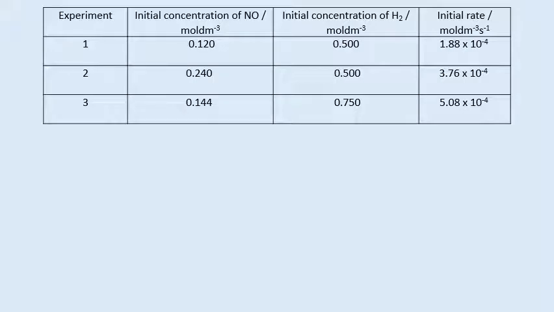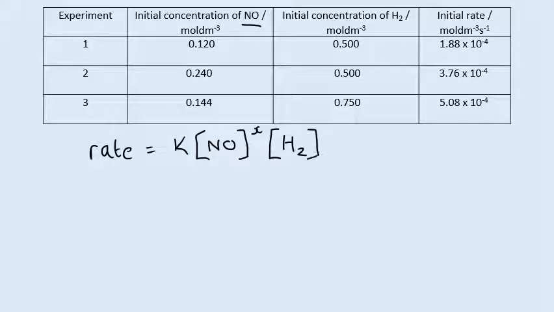Okay, hopefully you've had a good go at this. Now, what I'm going to start with is I know that the rate equation will take the general form of rate is equal to K multiplied by the concentration of NO, because that's one of our reactants, to the power of x. I don't know what this x is, but that's the order with respect to NO, multiplied by the concentration of H2 to the power of y. And again, I don't know what y is. It's either 0, 1 or 2.